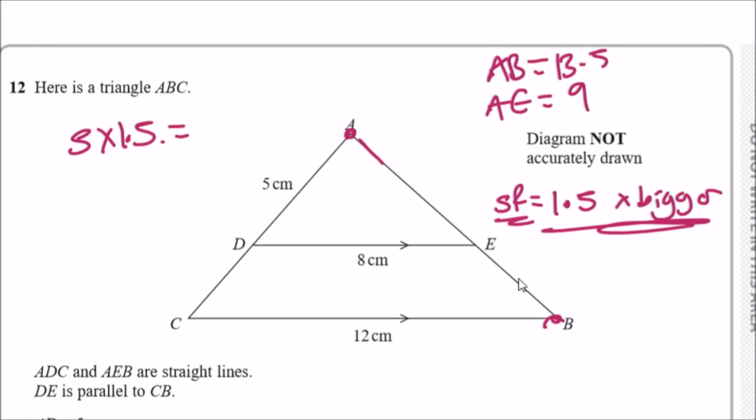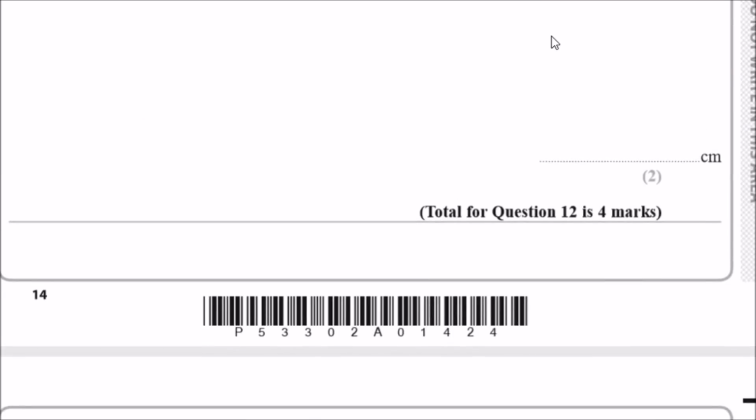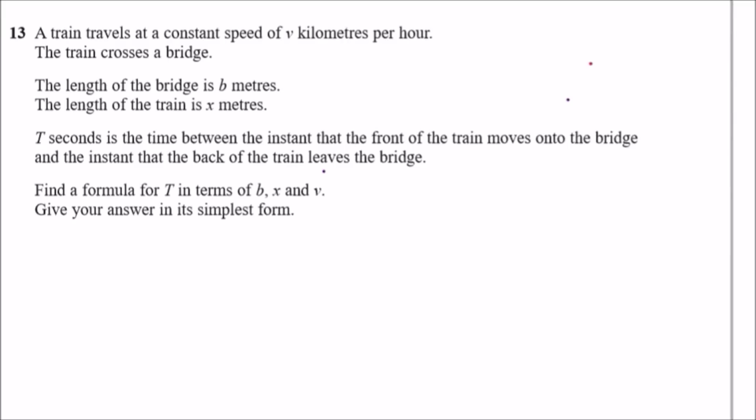So now EB is just going to be the difference between these two. Therefore, EB is simply the difference between 9 and the whole one, 13.5. If you take them away from each other, you should get 4.5. So EB is 4.5 centimeters. That's it. Easy stuff. And here we go, number 13.